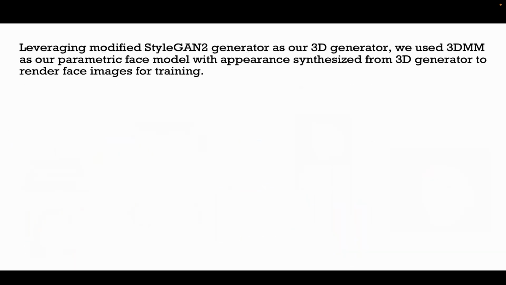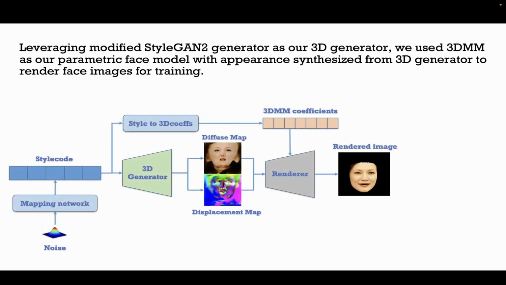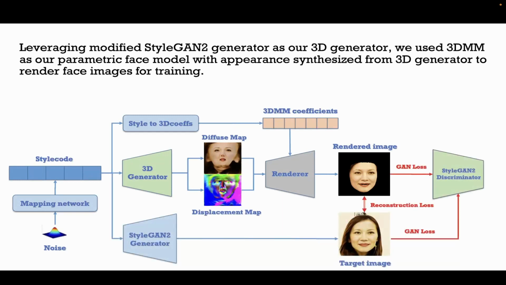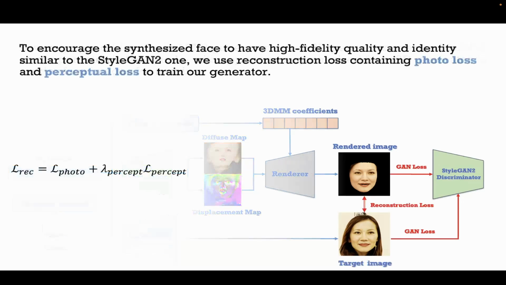Leveraging a modified StyleGAN 2 generator as our 3D generator, we synthesize the appearance from the 3D generator to render face images for training. On the other hand, we utilize the StyleGAN 2 generator to synthesize the target images. These images are further used in loss calculation for training our work. To encourage the synthesized face to have high fidelity quality and identity similar to the StyleGAN 2 one, we use a reconstruction loss containing photo loss and perceptual loss to train our generator.